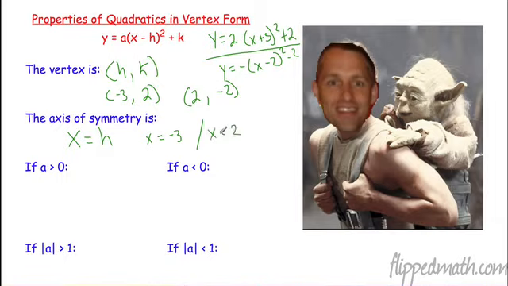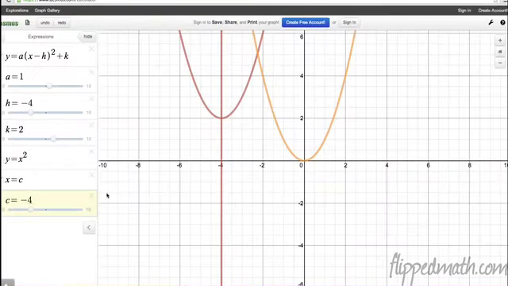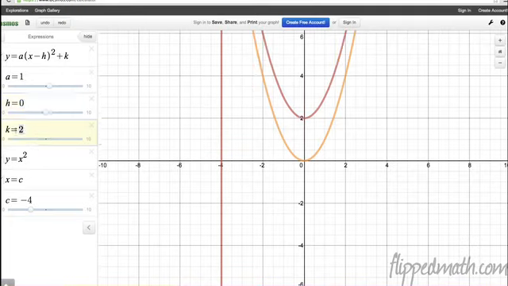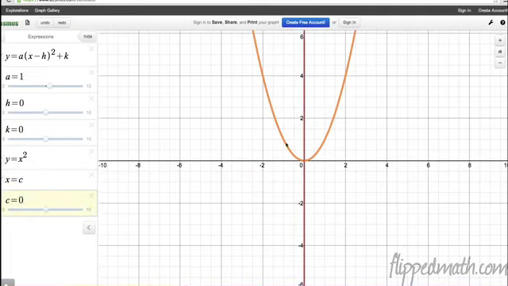All right, let's check this out. Now this one is talking about the a value, that a value in front. What does it do to the graph? What if it's greater than 0? What if it's less than 0? All right, let's go to the graph. Greater than 0, less than 0. Let's reset this. So we have our parent function again. Let's just deal with a.